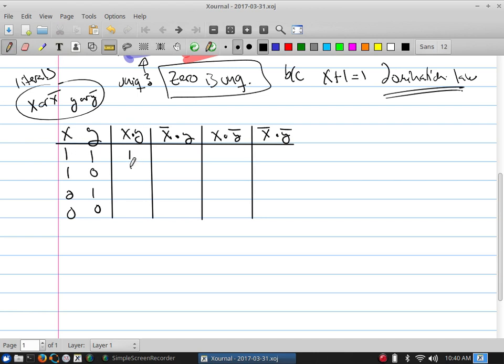So x dot y would be 1, 0, 0, 0. What would be this one? x bar, right? The complement of x would be 0, 0, 1, 1, right? And if I would dot that with y, what would I get? I'd get 0, 0, 1, 0. If I took x, y complement, what would I get? 0, 1, 0, 0. And if I did complement, complement?